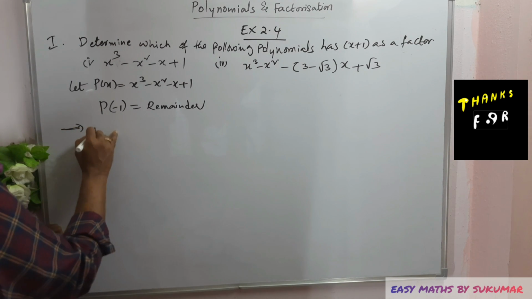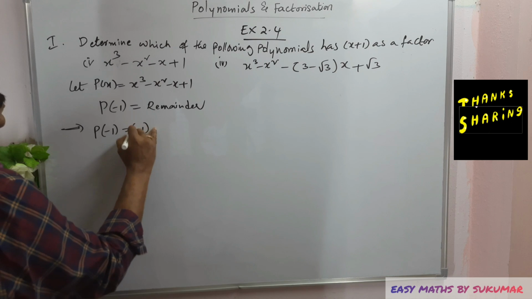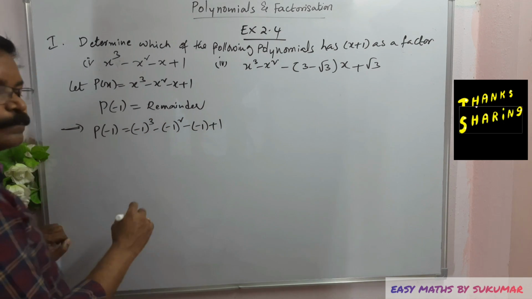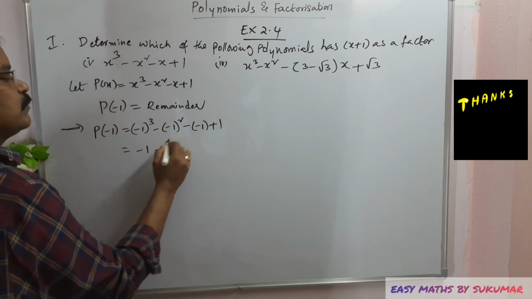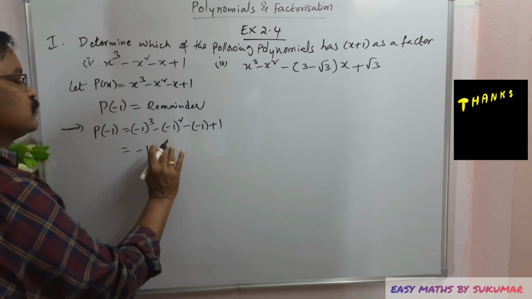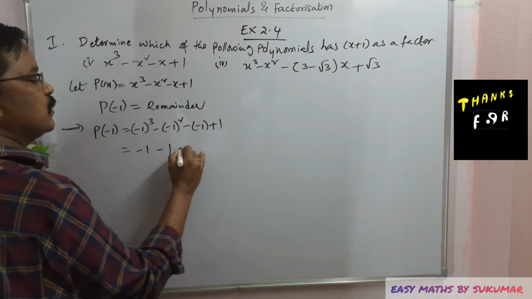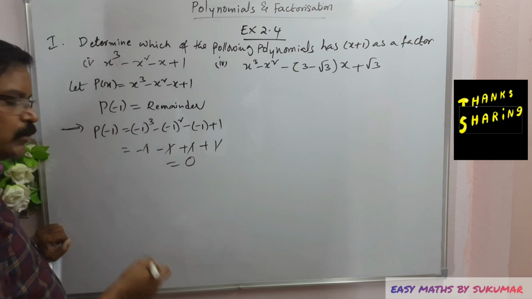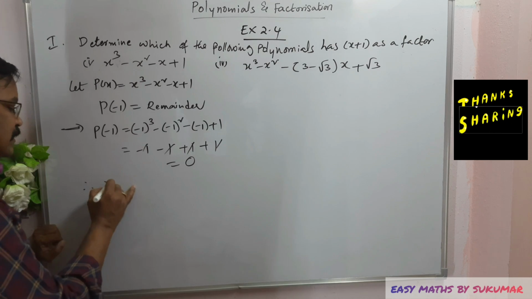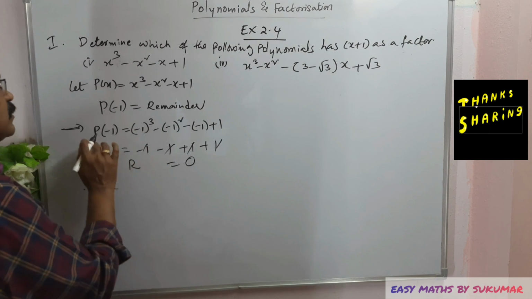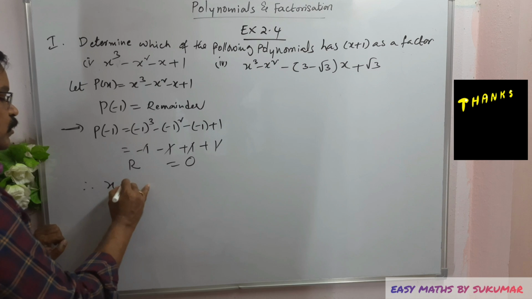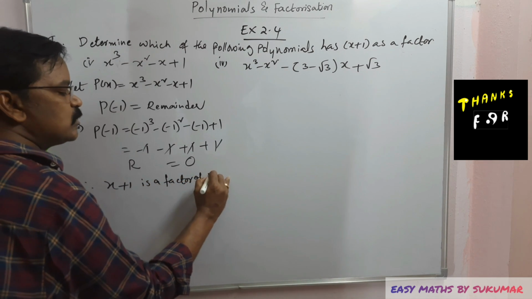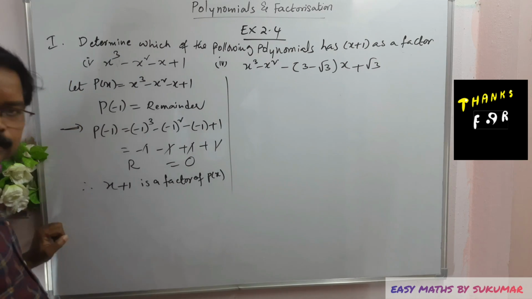So P of minus 1 is equal to minus 1 whole cube minus minus 1 whole square minus of minus 1 plus 1. Minus 1 whole square is plus 1. Plus into minus is minus 1, this is plus 1 plus 1. So all get cancelled, this is 0. Therefore the remainder is 0, that means P of minus 1 is equal to 0. Therefore, x plus 1 is a factor of P of x.